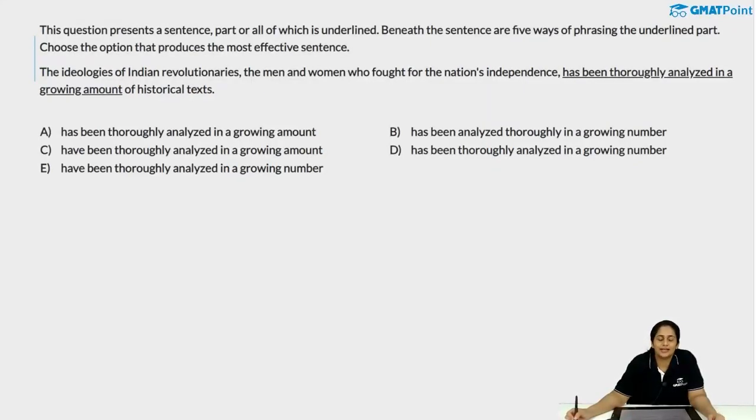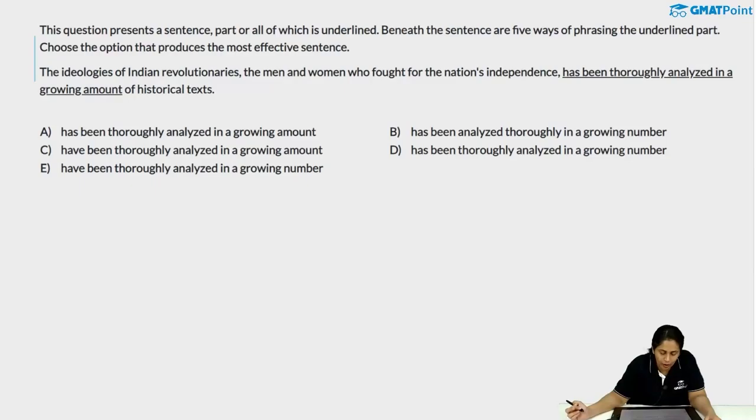In front of us is a sentence correction question where we have to find the right way of phrasing the underlined portion. So let's take a look at the sentence. The ideologies of Indian revolutionaries, the men and women who fought for the nation's independence, has been thoroughly analyzed in a growing amount of historical text.